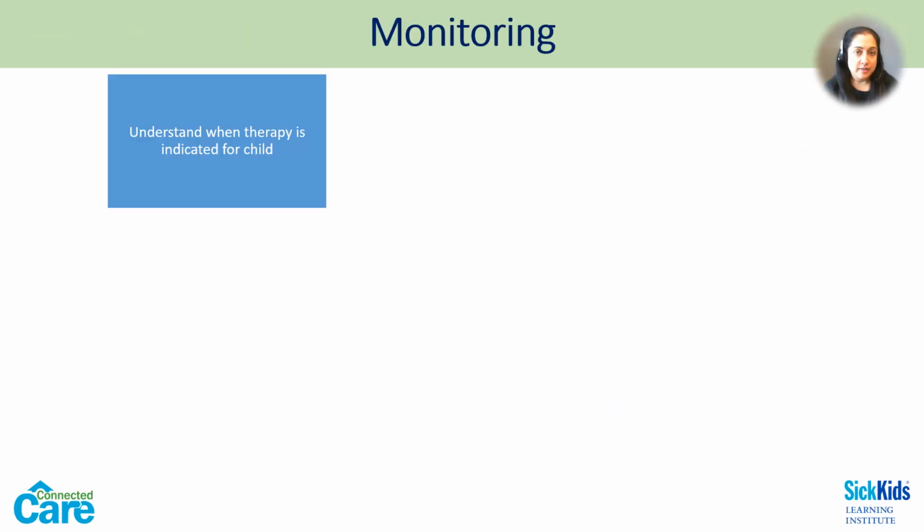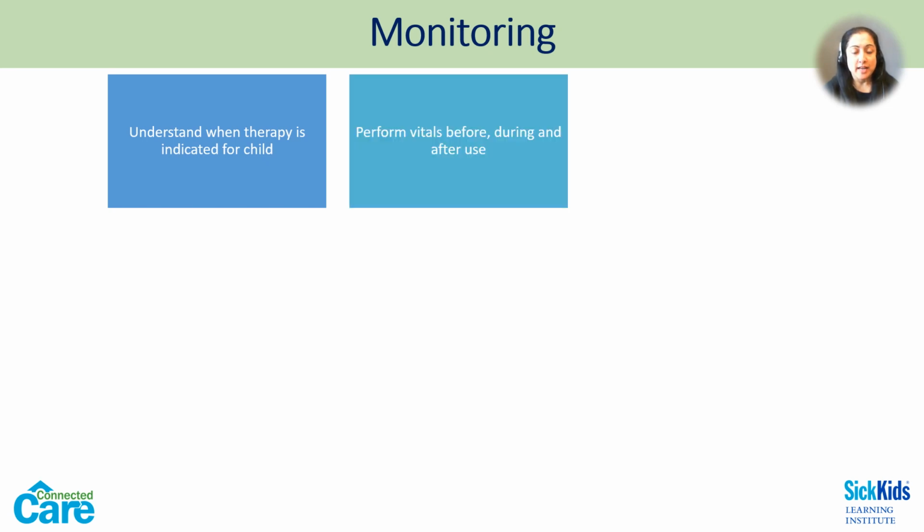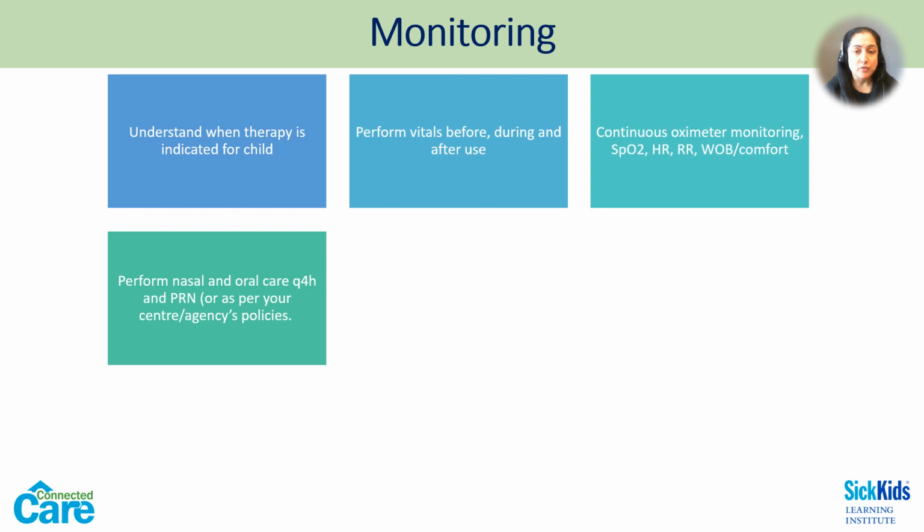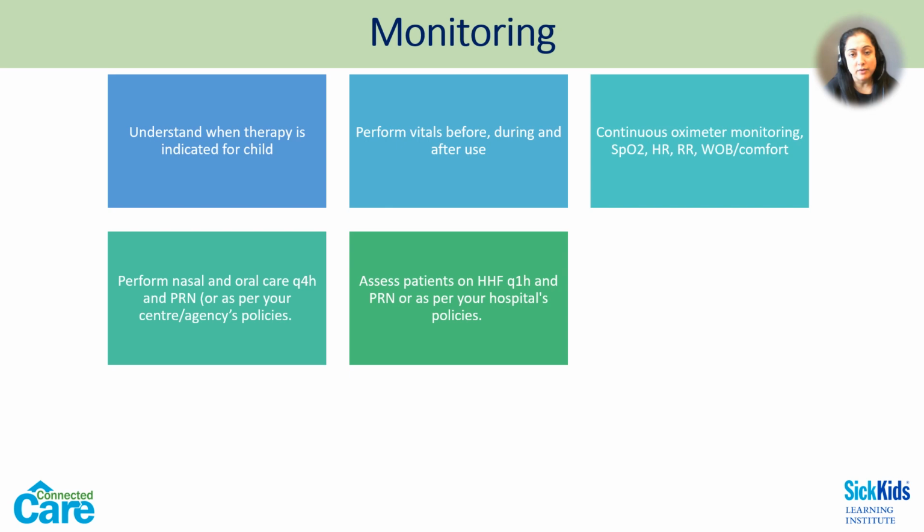Monitoring the patient. So first of all, understand when the therapy is indicated for the child. Perform vitals before, during, and after use. Perform continuous oximeter monitoring, so your SATs and heart rate along with respiratory rate and work of breathing. Perform nasal and oral care every 4 hours or as needed or as per your agency's guidelines. If the patient requires suctioning, suction one naris at a time. So you remove one side of the prongs from the wiggle pad, suction, place the prong back, and then repeat on the other side. You want to assess the patient on heated high flow every hour and as needed or as per your hospital's policy.